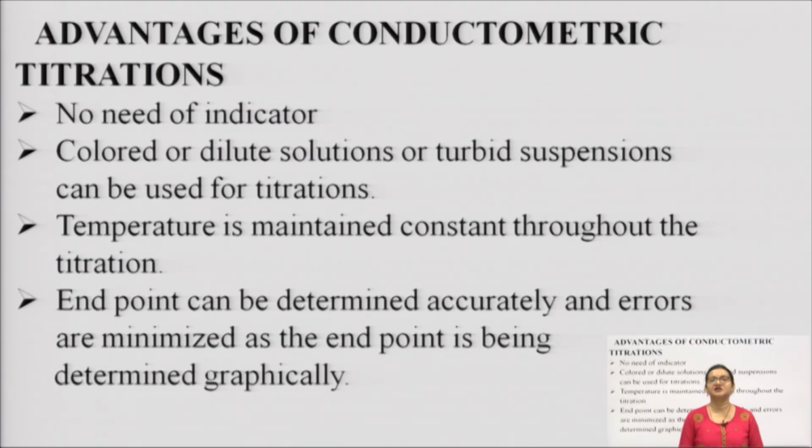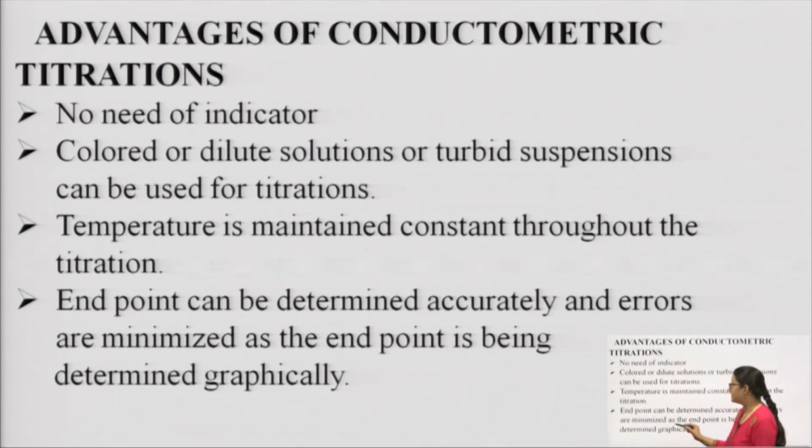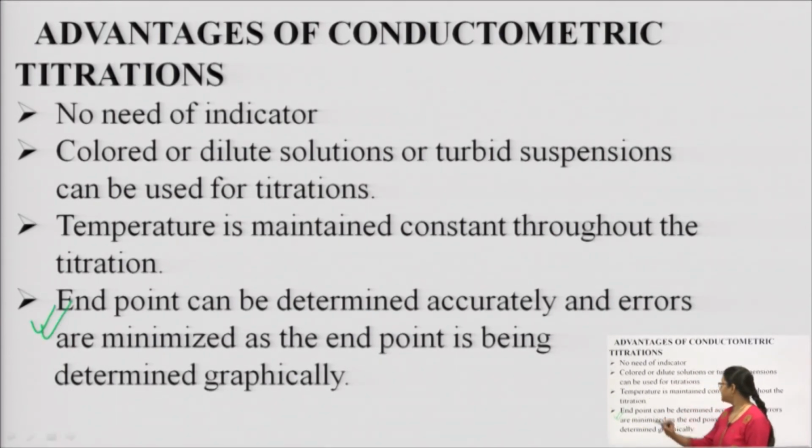The end point can be determined accurately and errors are minimized at the end point. It is determined graphically. This is a very positive point. The end point can be determined very accurately, and if any errors occur, we can remove them graphically or calibrate them with the help of the graph which is plotted.